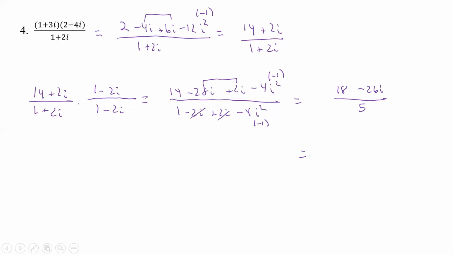All right. Now again, we have to get it into the form a plus bi, and so we have to break this fraction down into 18 over 5 minus 26 over 5 times our i. Okay, and then that would be our final form for this problem here. And so that's all I have for this section, so hopefully it helped.